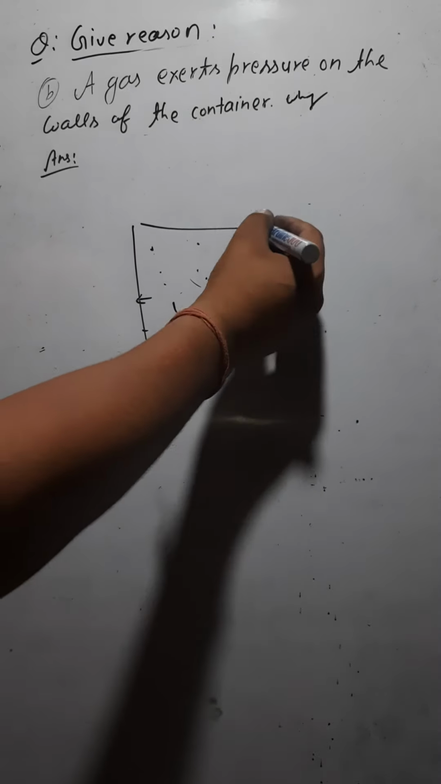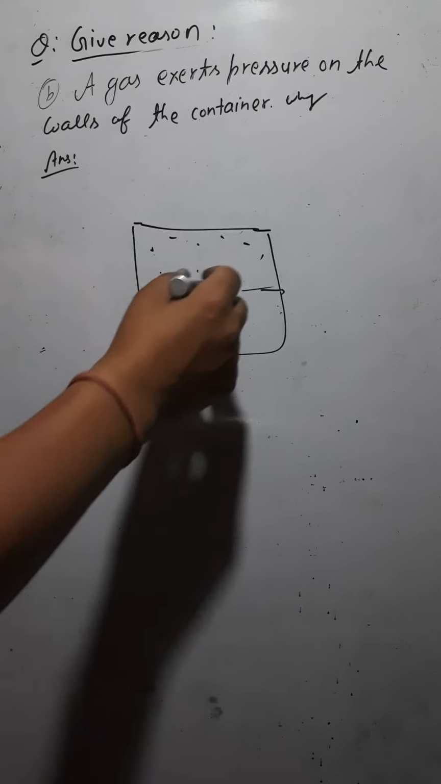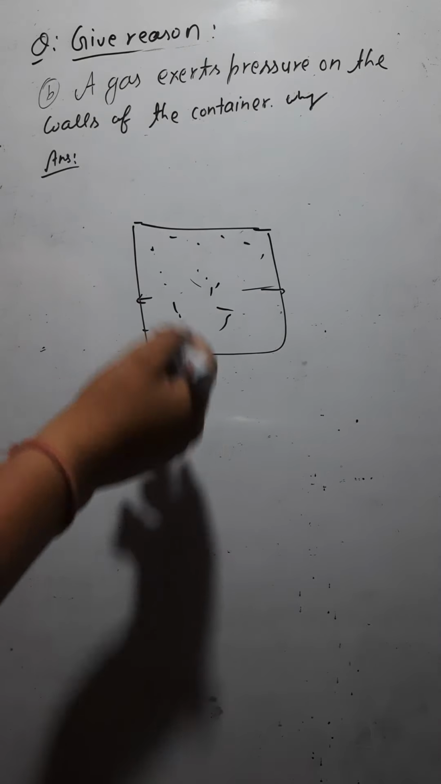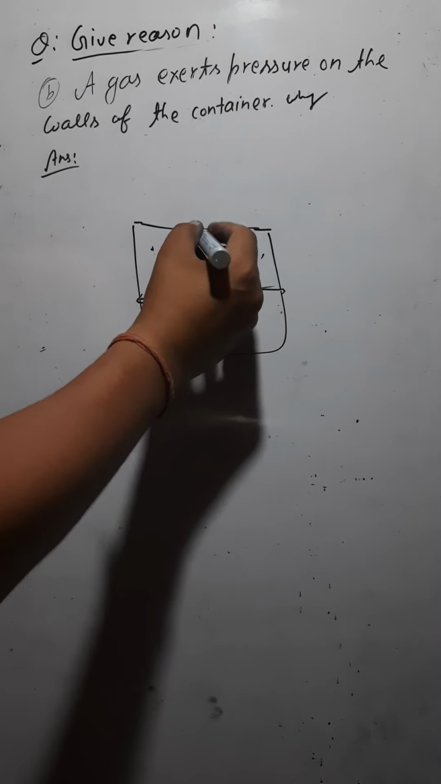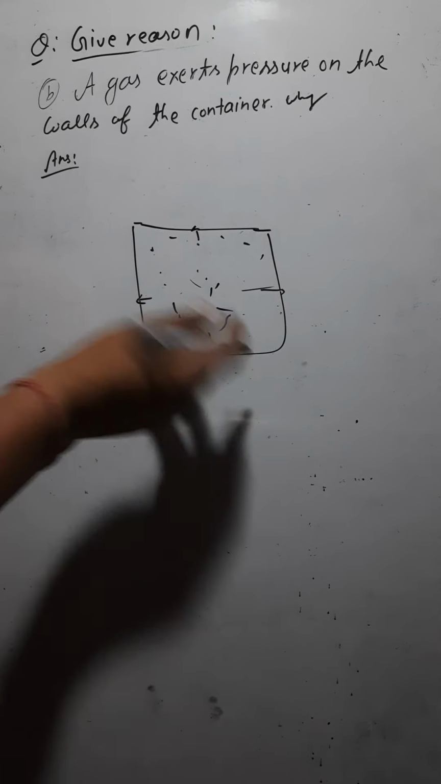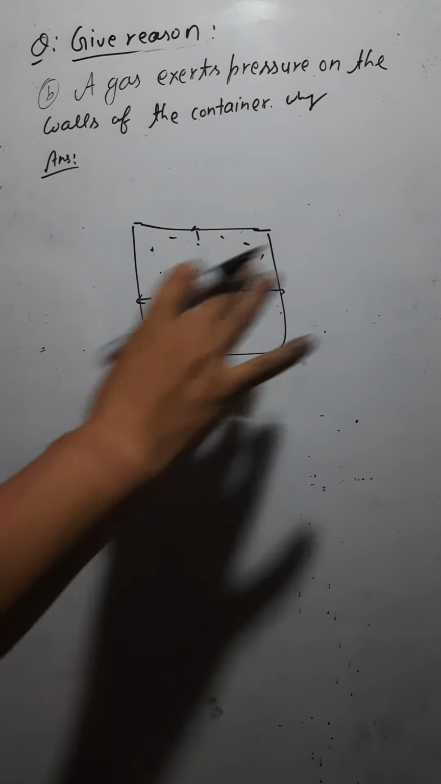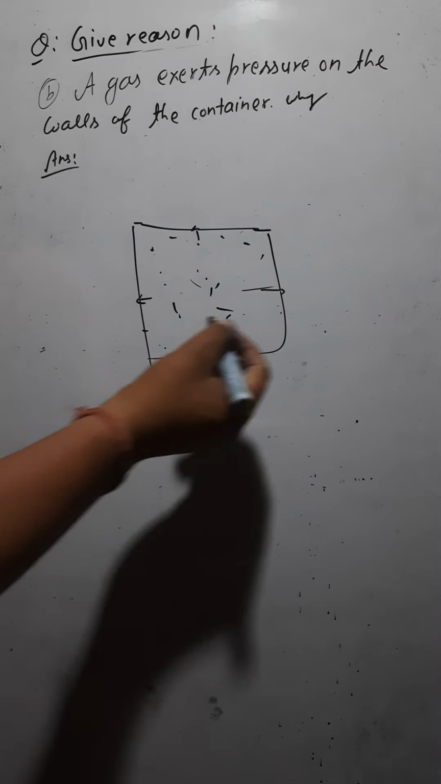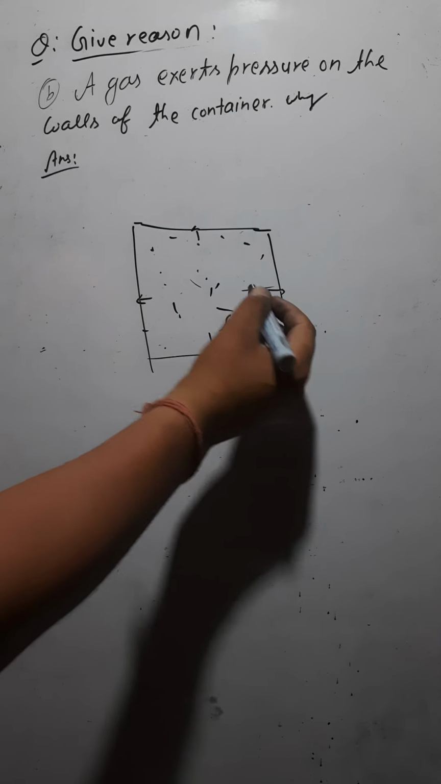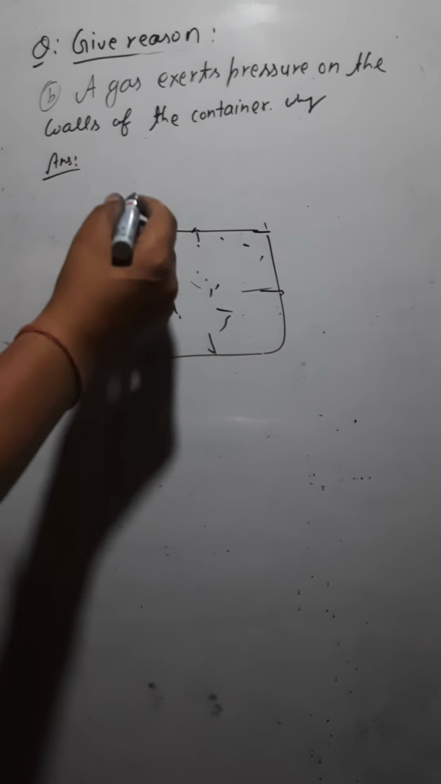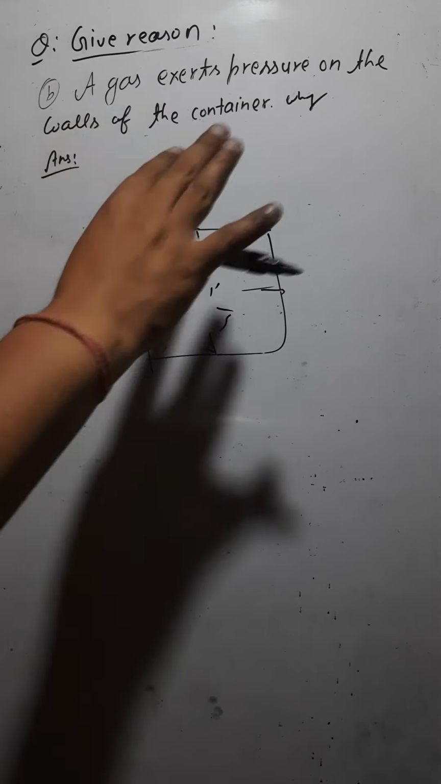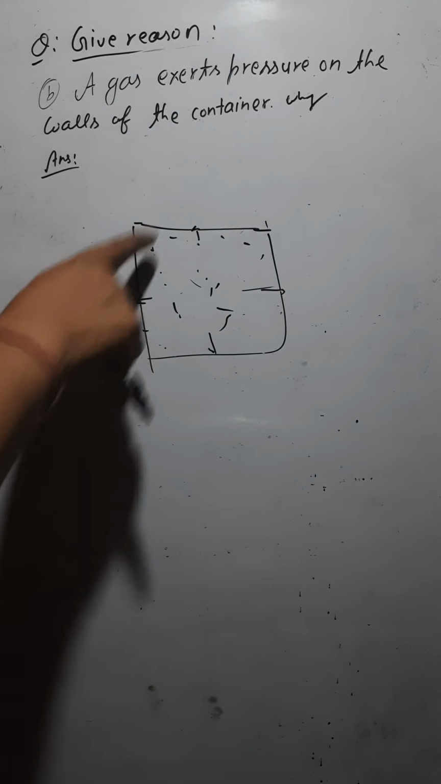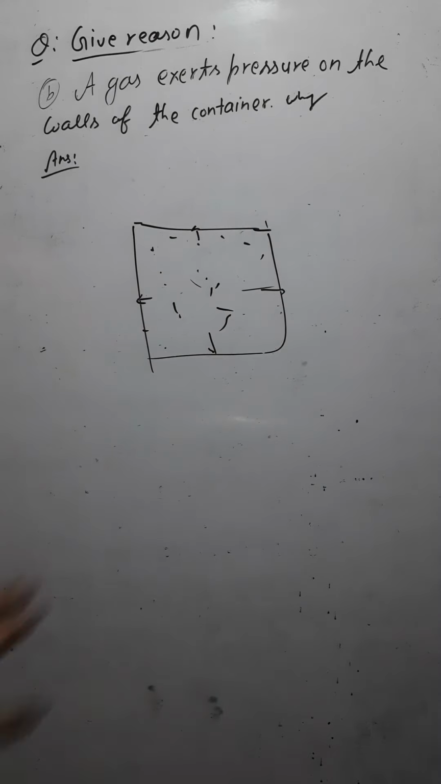So the gas which is inside is going to exert the pressure on the walls of the container, isn't it? Whatever the gas is there inside, it is exerting some pressure there. Means it is trying to come out, isn't it? So the gas which is inside is exerting the pressure on the walls. This is the wall of the container. Why is it so? Why is the gas exerting the pressure?